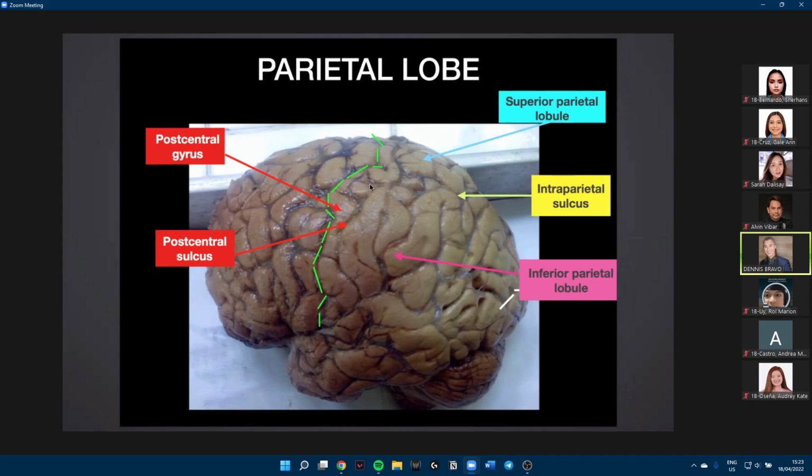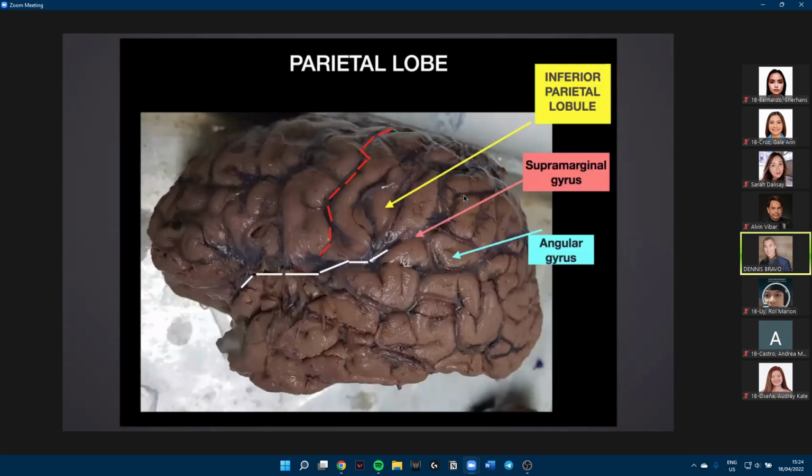However, for the rest of the parietal lobe, we would only see two parietal lobules, the superior parietal lobule and the inferior parietal lobule. So let me repeat, there are only two parietal lobules located posterior to the post-central gyrus, the superior parietal lobule and the inferior parietal lobule, separated from each other by the intraparietal sulcus.